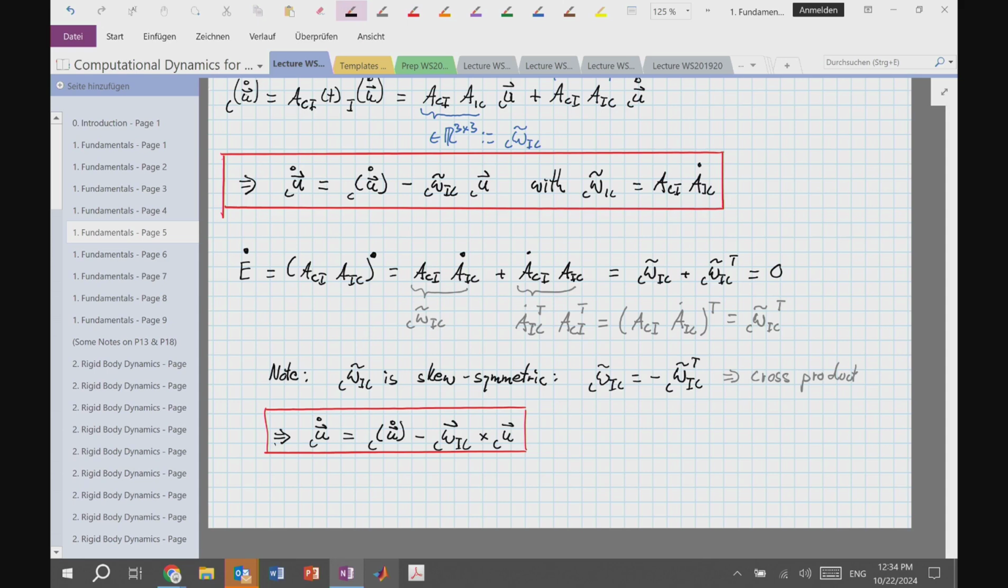In the English literature, this equation is referred to as the transport theorem. And then in TM3, you've seen this as Eulersche Differentiationssatz. So those are basically the same thing. We will call it transport theorem throughout this class.